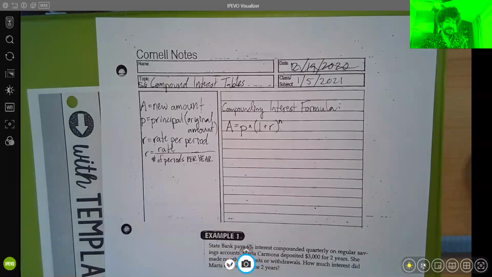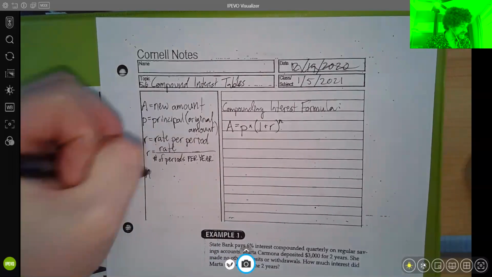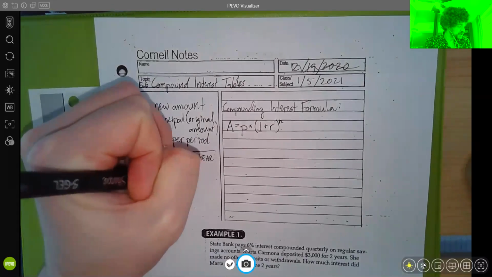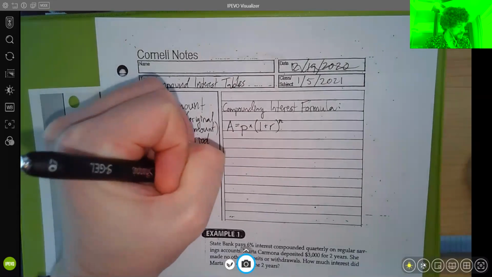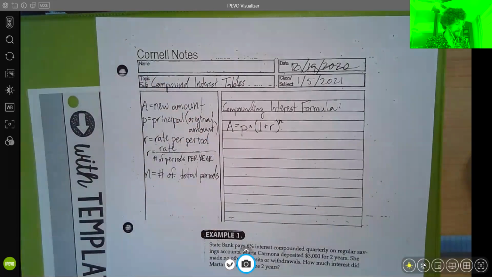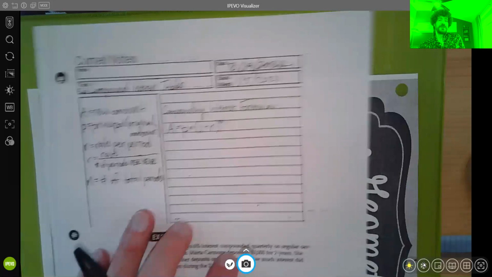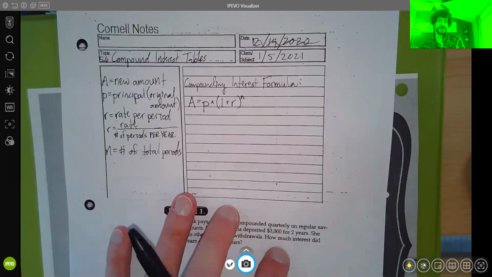And then N, that exponent, is the number of total periods. Number of total periods. All right. So this is the formula we're going to be using.